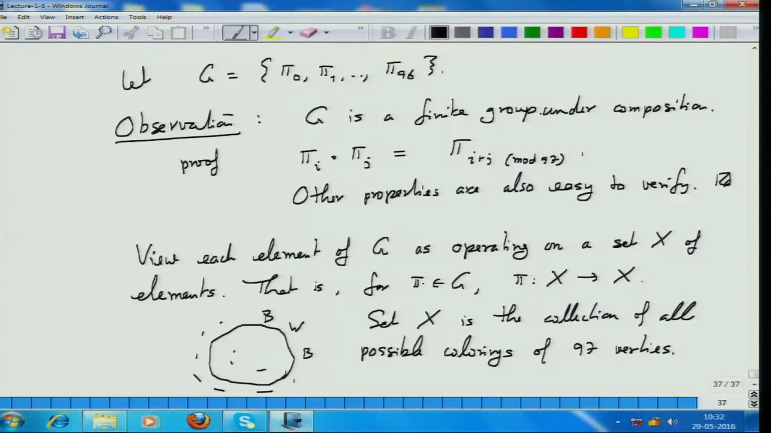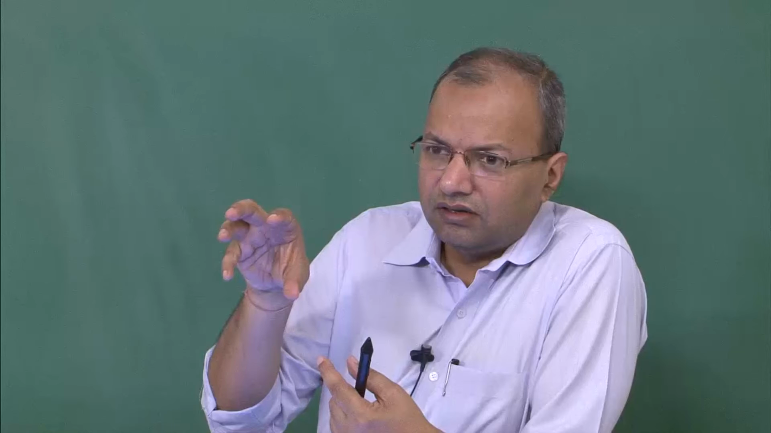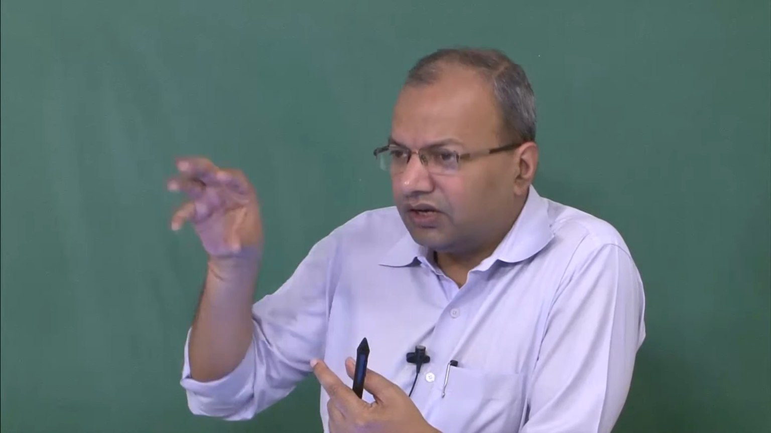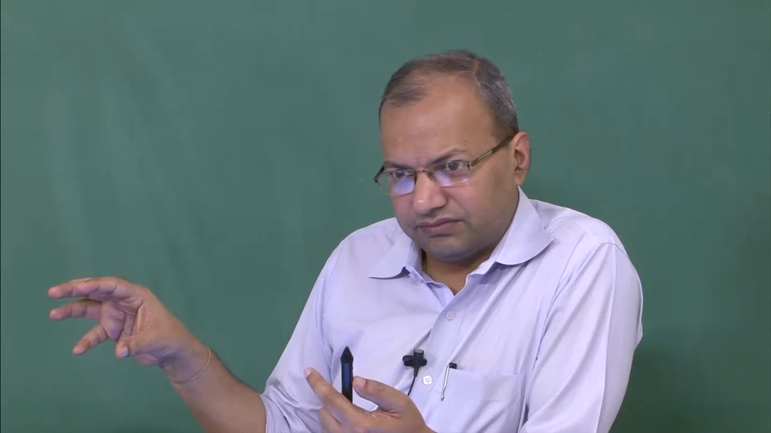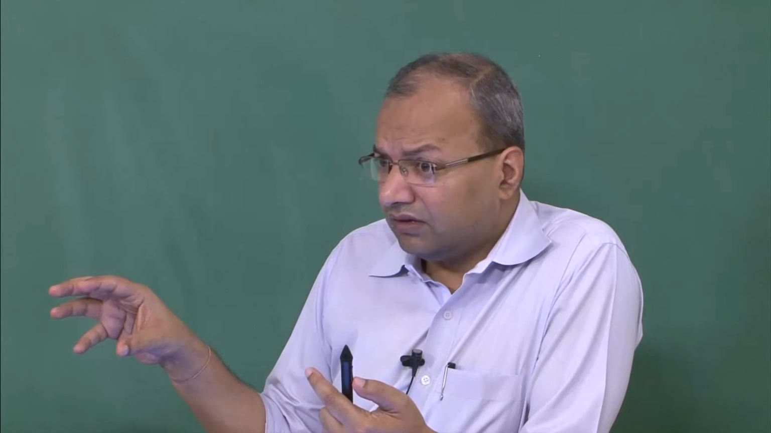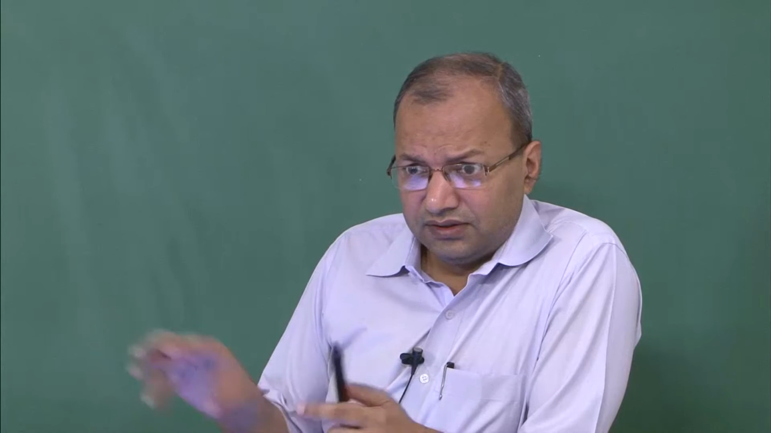When I apply a pi in G on one element of this, that just rotates it and produces another element of set X. This is an important point, or rather important view. It's not very difficult to understand, but it's an important view to keep in mind. That these symmetries, which are pi, the rotations, I will view as taking one coloring of these 97 vertices and sending it to another coloring of these 97 vertices. Okay? Any questions on this?